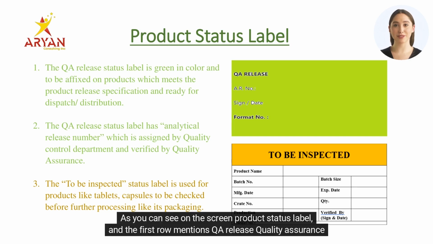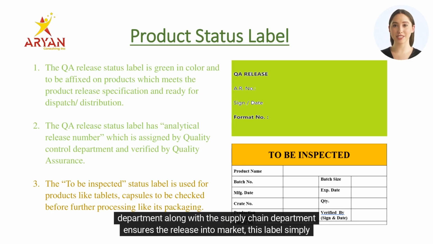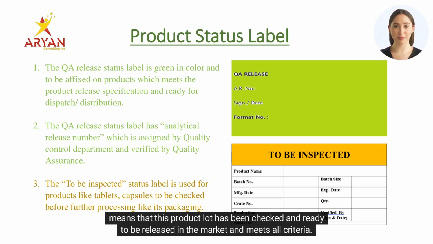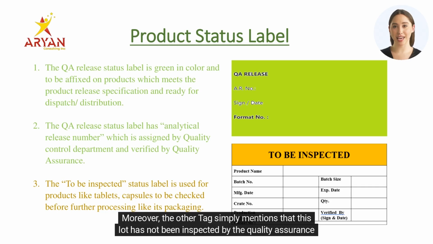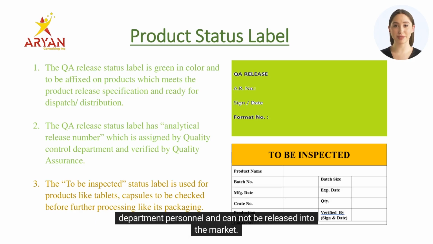As you can see on the screen, the product status label, and the first row mentions QA release. The quality assurance department, along with the supply chain department, ensures the release into market. This label simply means that this product lot has been checked, is ready to be released in the market, and meets all criteria. Moreover, the other tag simply mentions that this lot has not been inspected by the quality assurance department personnel and cannot be released into the market.